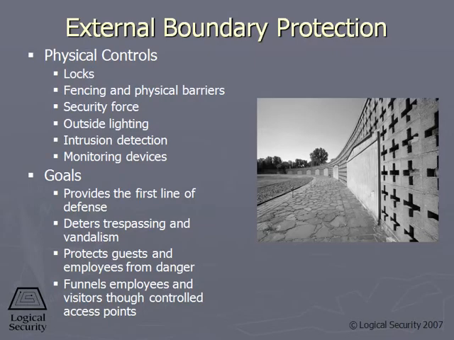Next, we're going to look at external boundary protection mechanisms. These are physical controls that are placed external to the facility, and they are our first line of defense against an intruder. We're going to look at some locks, fencing and other physical barriers, security force, outside lighting, intrusion detection systems, and then monitoring devices. And again, our goal here is to stop the bad guy from ever making it to the facility.